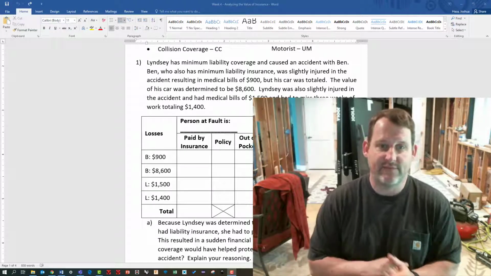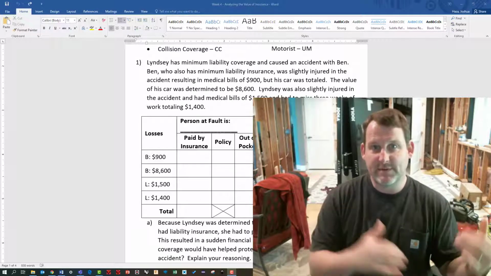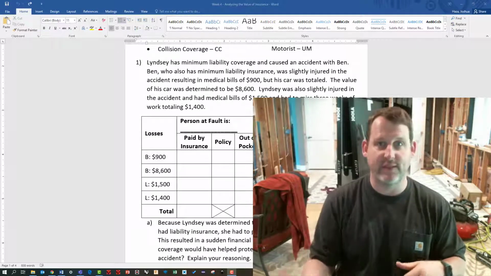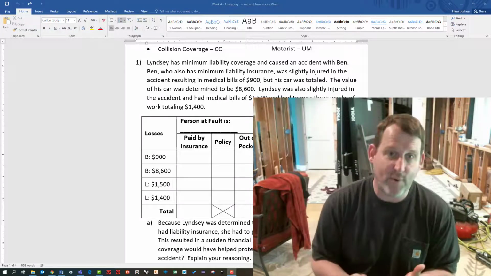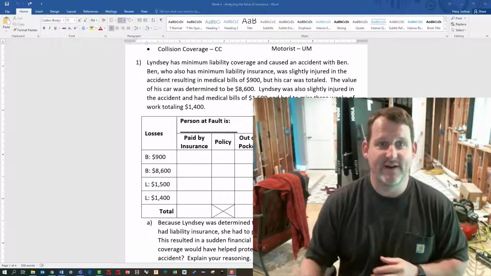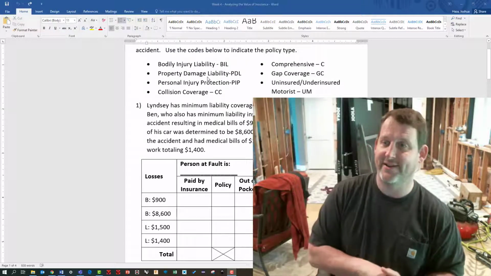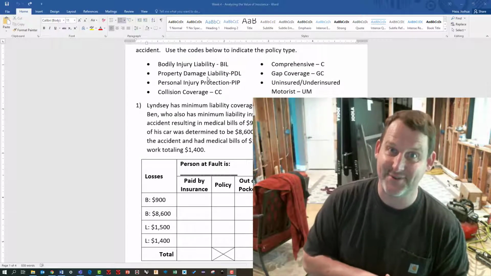That way you can get practice for what types of insurance coverage there are and how those insurance coverages help you in the event of an accident. So that's the whole point of this, to get you familiar with these main types of coverage and what they do for you in case you are in an accident. So let's get started.